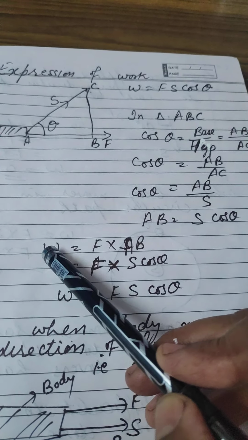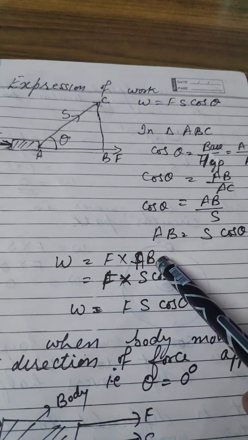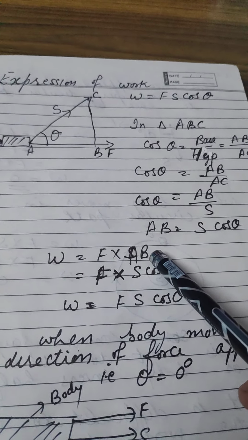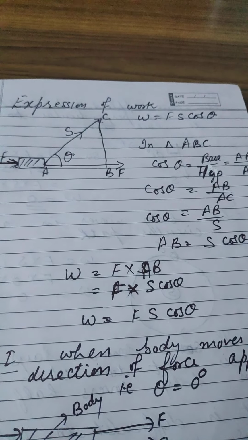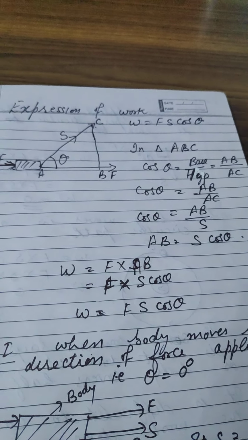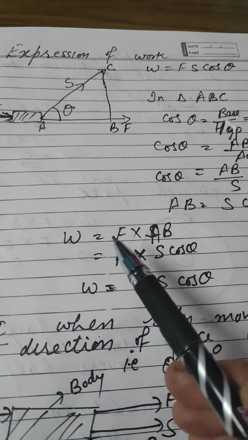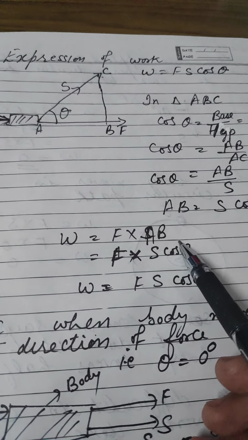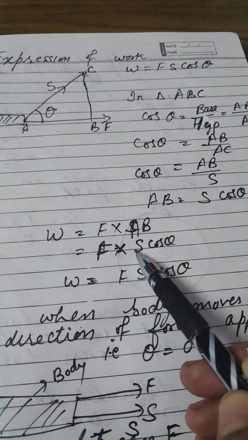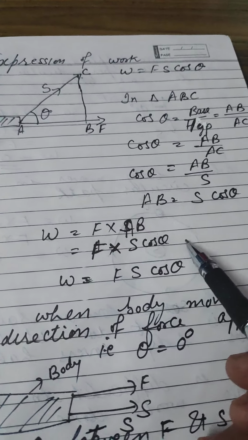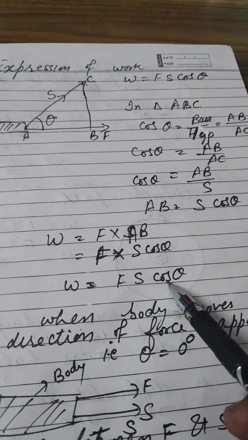And what is work done? Force into displacement. Force into AB. So W is equal to F into AB. Put the value of AB as S cos theta. So we got W is equal to F S cos theta.